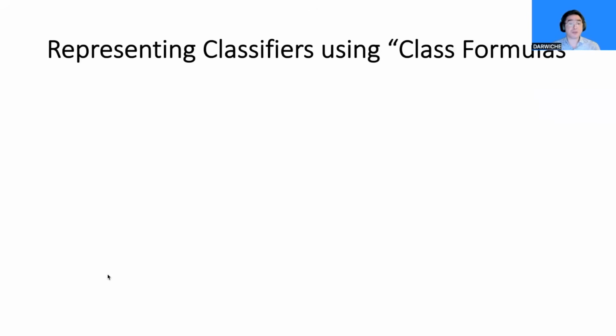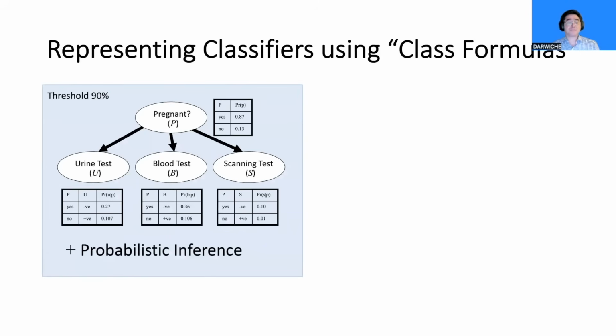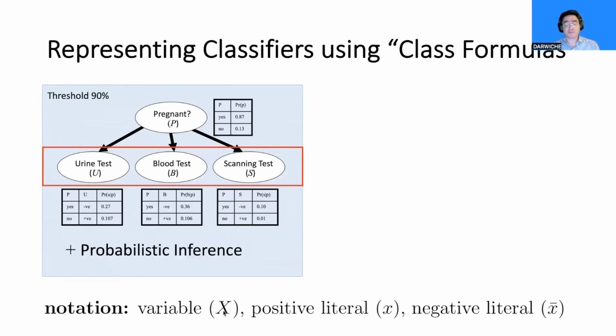All right, so let me tell you now about the particular representation that we'll be using. As of a year or 2 years ago, we started representing classifiers using class formulas, which means the obvious, as you will see now. Let's look at this example again. We have three features in this case, and they're all binary variables. Let's adopt this notation. A binary variable x has two values or two literals, positive and negative, or true and false. And this is a binary classifier, which means it has two classes, pregnant, not pregnant, yes, no.